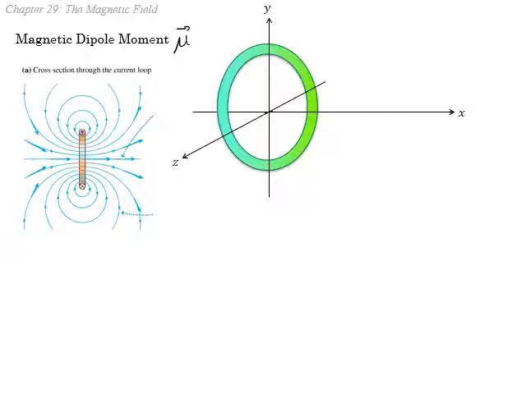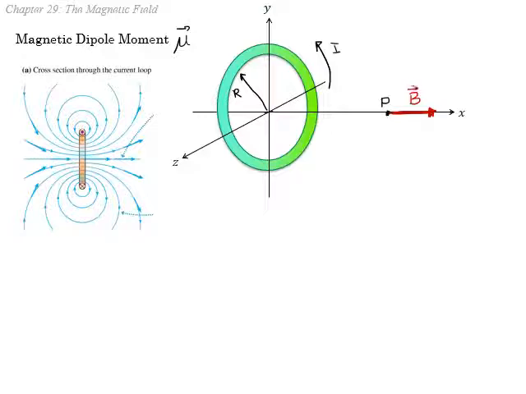Let's begin with going back to our current loop. If we have a current coming around, and the radius of our current loop is r, then we can find the magnetic field at some point P using the process we've gone through already. We know that that magnetic field is all in the x direction.